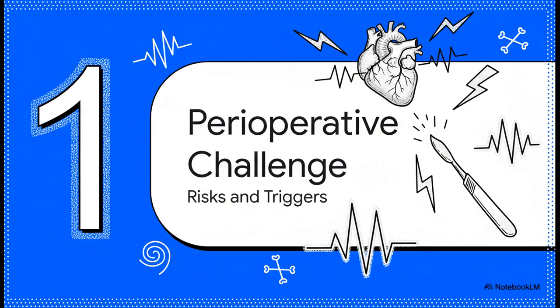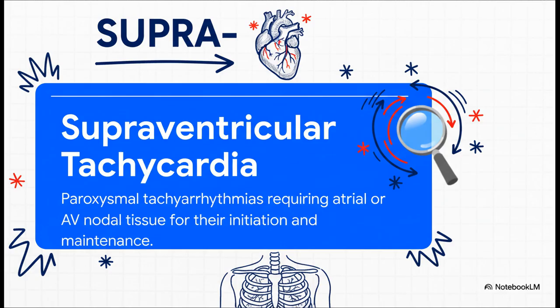Okay, let's jump into our first section, the perioperative challenge. What is it about the surgical environment that makes it such a hotbed for these arrhythmias? So first things first, what are we actually talking about here? An SVT is basically a fast heart rhythm that needs tissue above the ventricles to get started and to keep going. So that's either in the atria or in the AV node. The name really says it all. The problem starts supra, or above the ventricles.